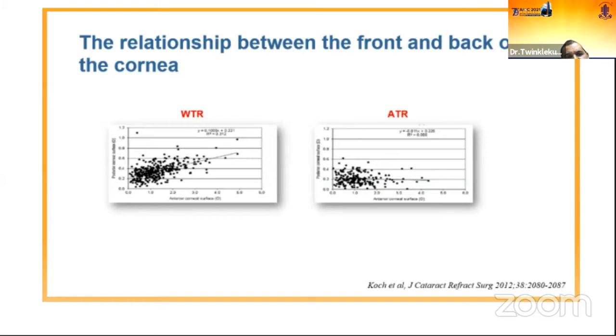When there is with-the-rule astigmatism and higher astigmatism on the front surface, there is a correspondingly similar power on the back surface. In the same way with against-the-rule, the higher the ATR, there is not so much increase in the against-the-rule astigmatism effect on the back cornea.